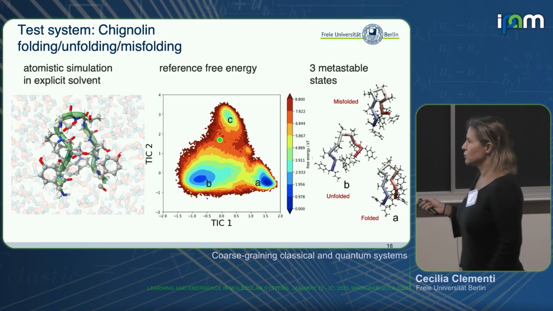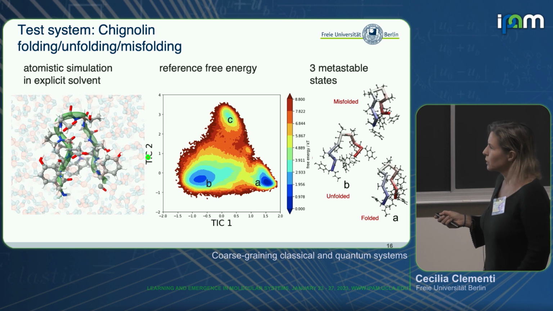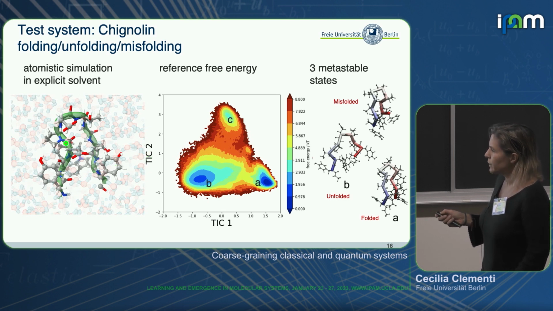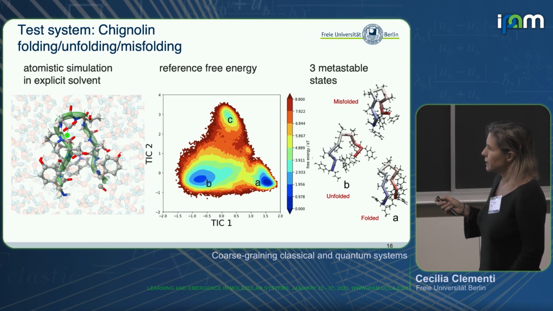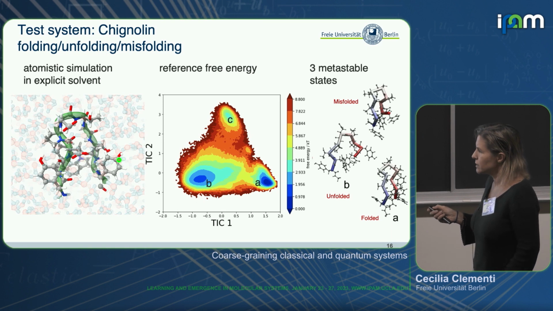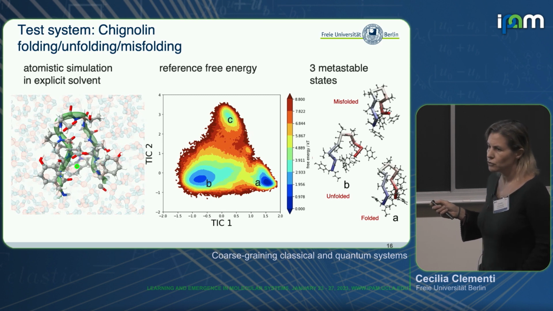This is our reference system. We have many reference systems, but for the purpose of this talk I'll show you all the results on this system. This is chignolin, a very small molecule. We picked it because it's a good test: it's small enough that we can have a very good reference, with very long atomistic simulations in explicit solvent. It's a 10 residue protein, but even so, when you put it in explicit solvent, there are already several thousand degrees of freedom.